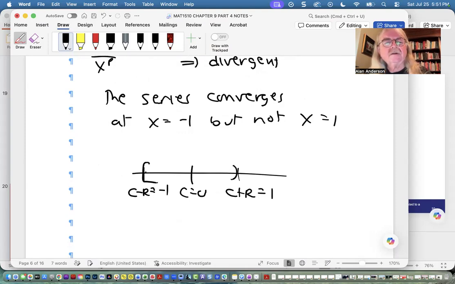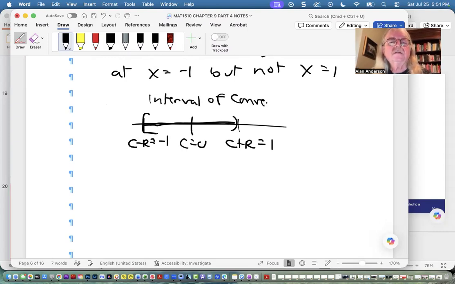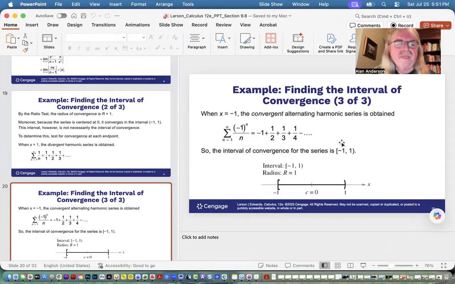And of course, you're supposed to fill in this part too, so you can see that we're talking about everything from the endpoints inside. So that's what it looks like. This is my interval of convergence. And of course, the center is 0 and the radius of convergence is 1.